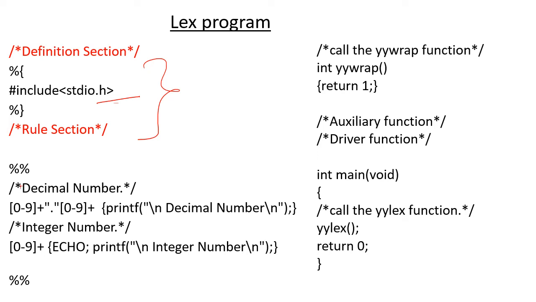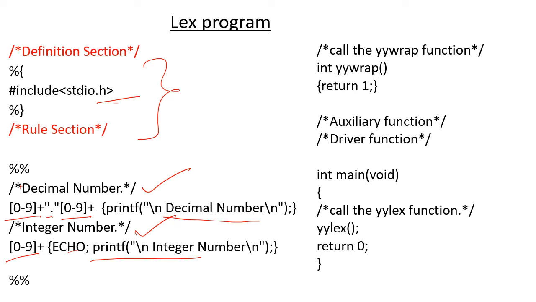Now what the rule section is saying, there are two rules, first for the decimal number and then for the integer number, right? As I discussed, this is 0 to 9 plus, then dot, then 0 to 9 plus. If the pattern matches, then it will print the decimal number. Now for the integer number it is very easy. Once again, 0 to 9 plus, which means there should be at least a digit, and it will print an integer number. These are two very important rules.